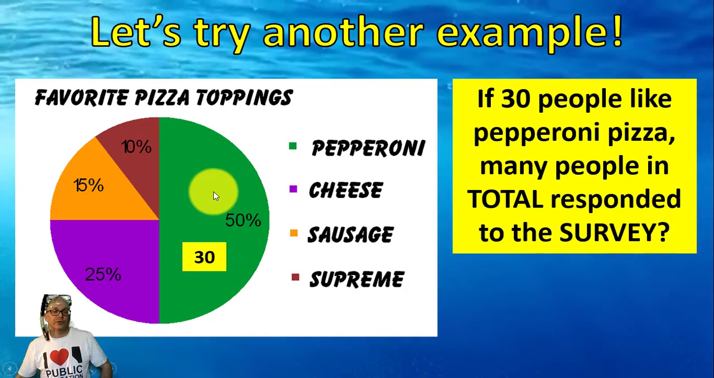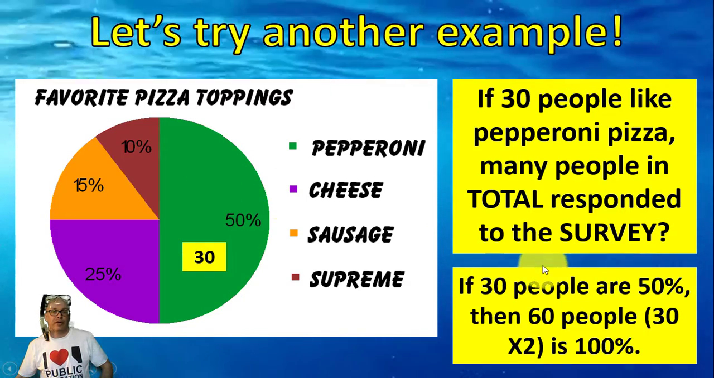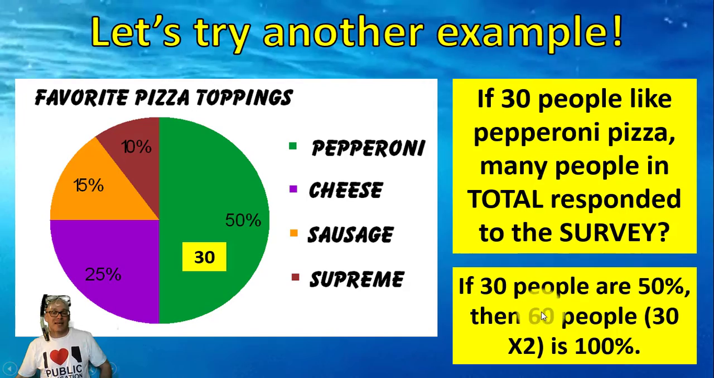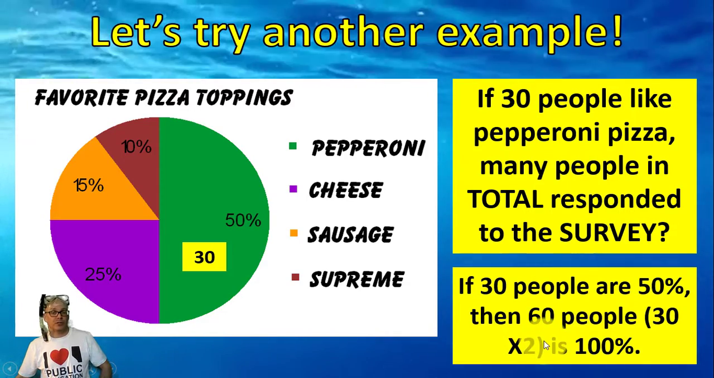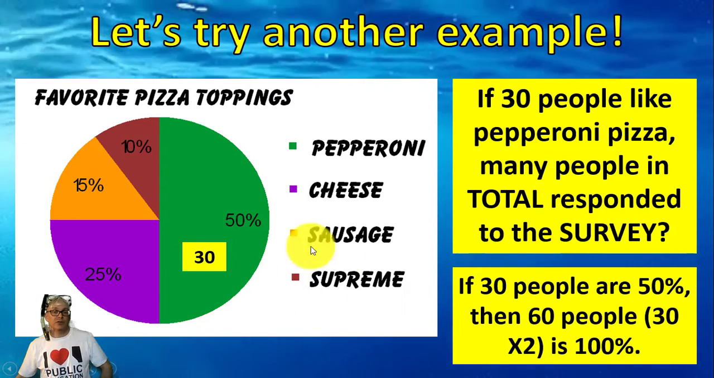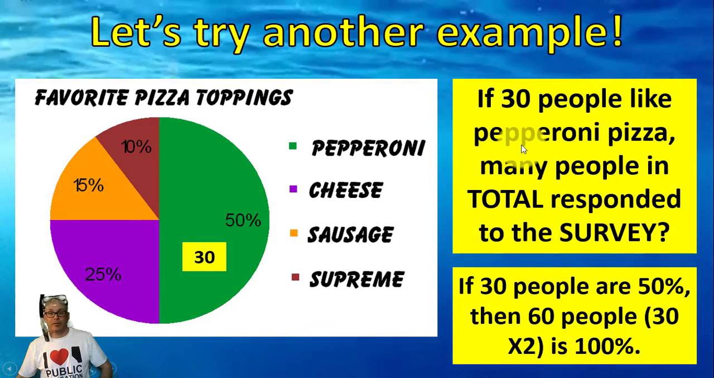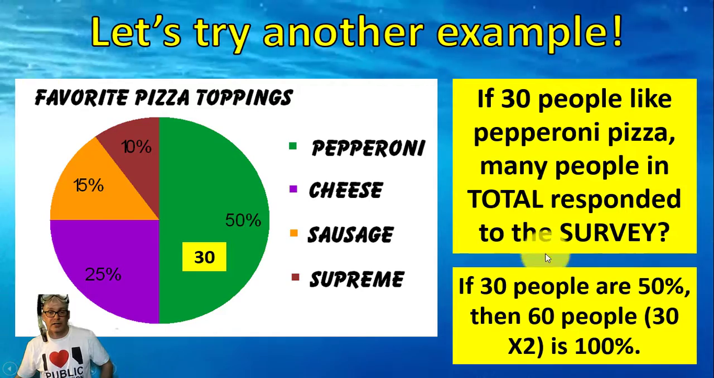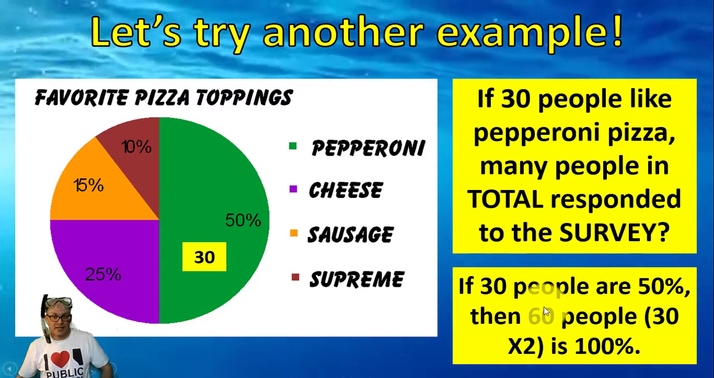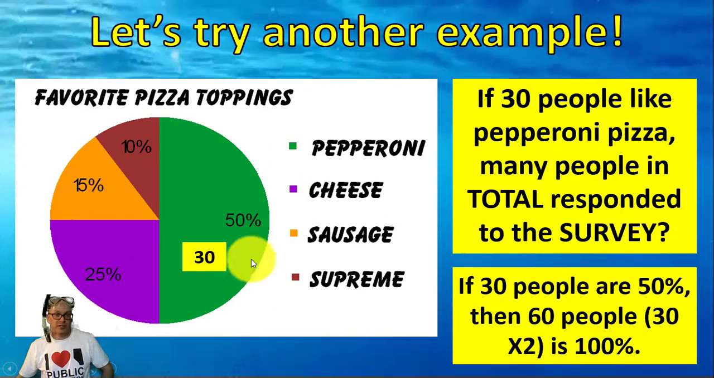So 30 times 2. If 30 people are 50%, then 60 people, or 30 times 2, is 100%. So the answer to this question, if 30 people like a pepperoni pizza, how many in total responded? 60. 60 people responded to this survey.